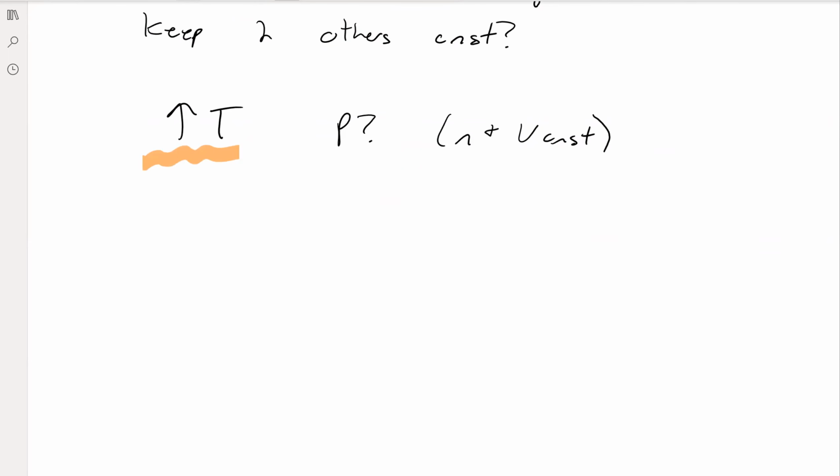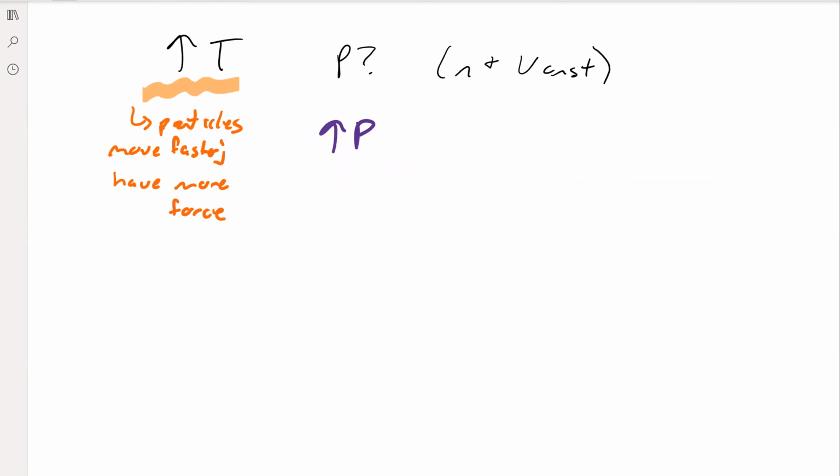And if you think back to kinetic molecular theory, you should be able to reason out what's going to happen. At an increased temperature, the particles are going to move faster. If the particles move faster, then the collisions with the wall are going to produce more force. Since pressure is force over area, we would expect pressure to increase. And that is what happens. As you increase the temperature of the gas, the pressure increases because these collisions with the wall are more forceful. The particles are moving faster.